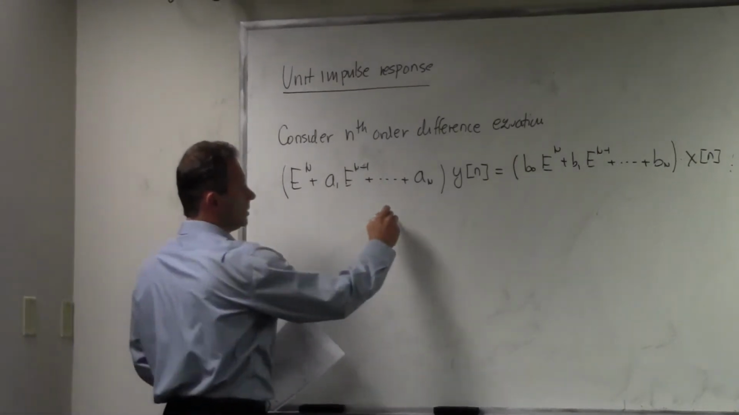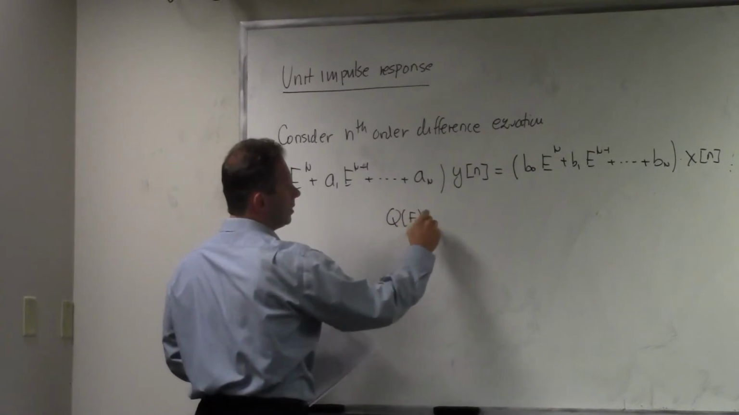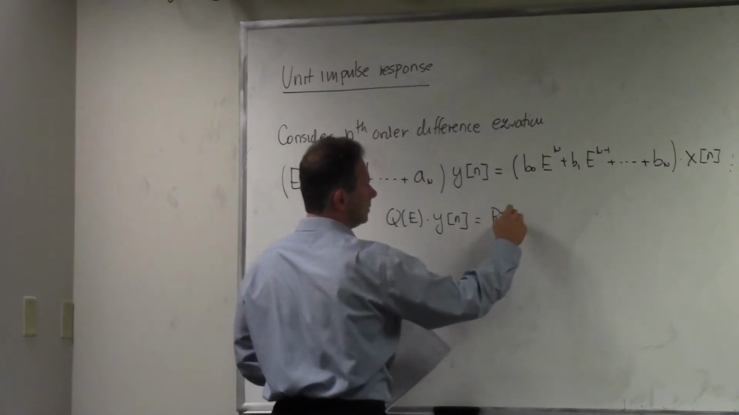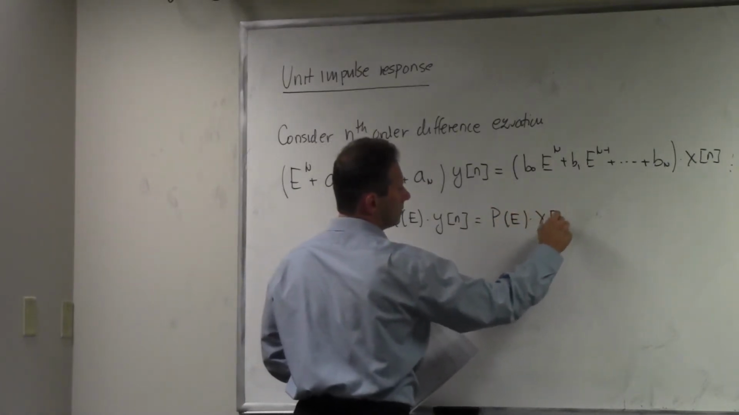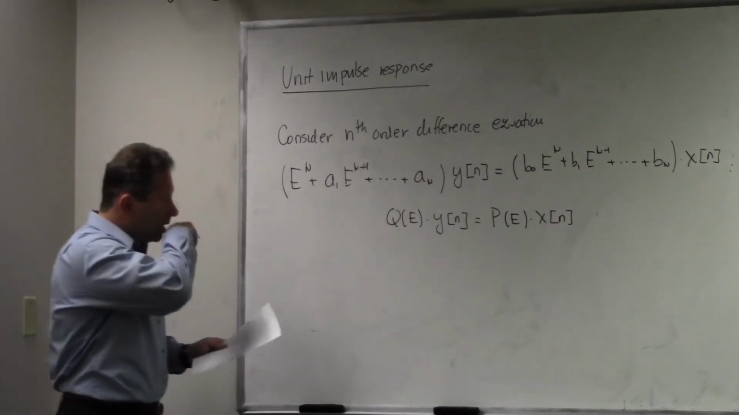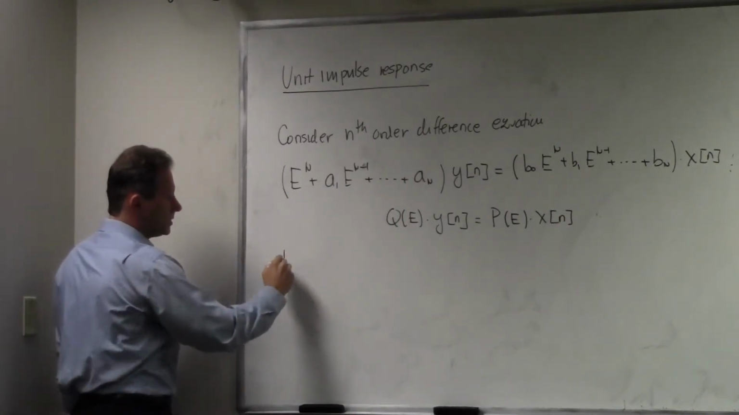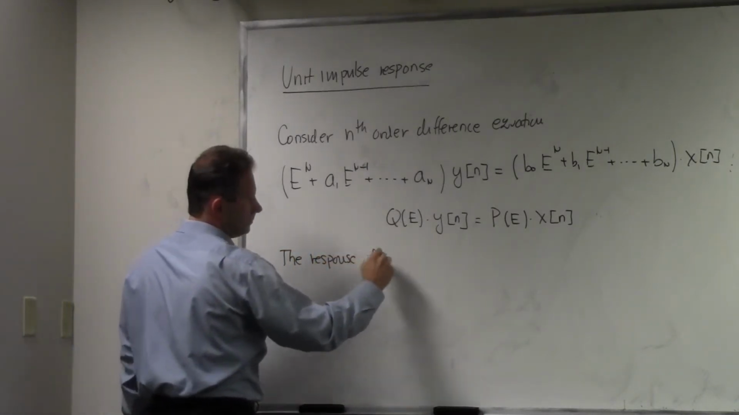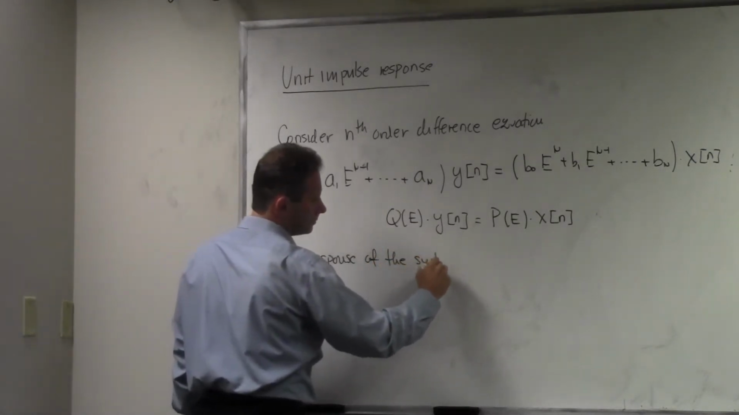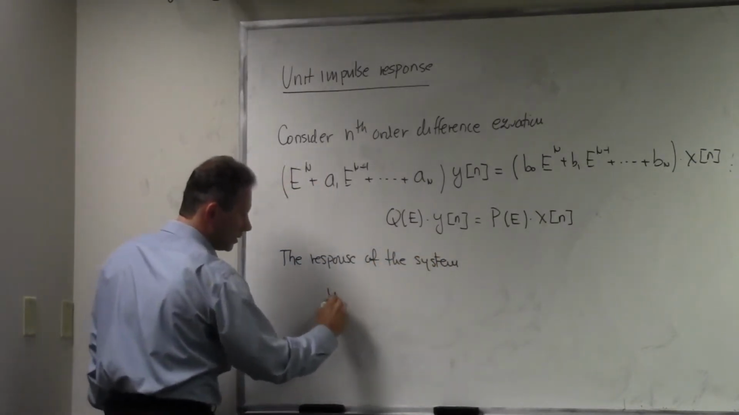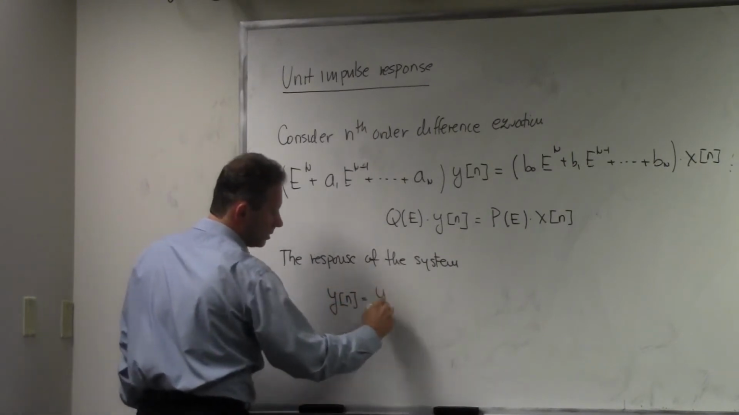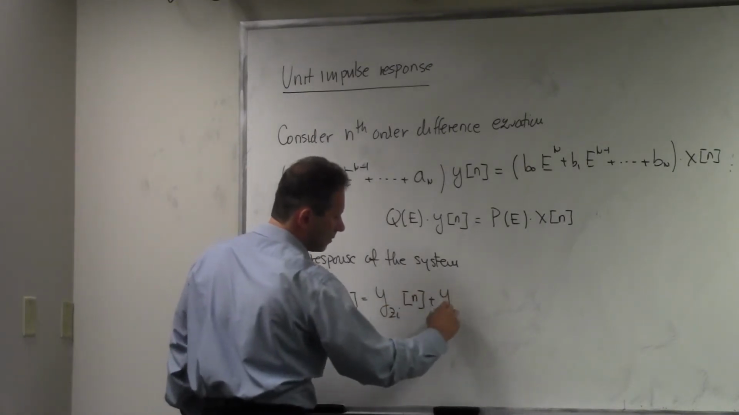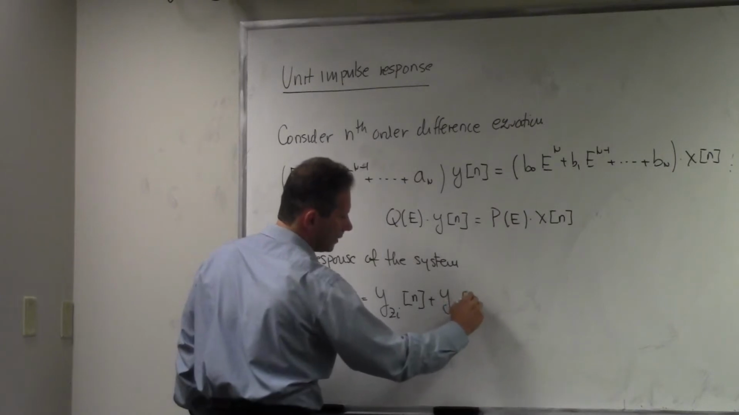In the shorthand notation, we call this Q(E) operating on y[n] is the same as P(E) operating on x[n]. The response of this system has a general format where the output is going to be your y zero-input[n] plus y zero-state[n].